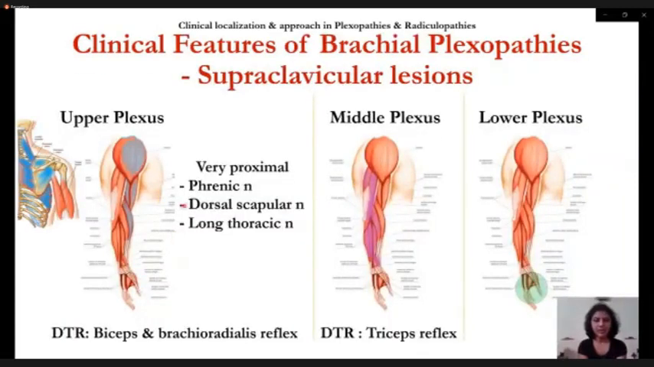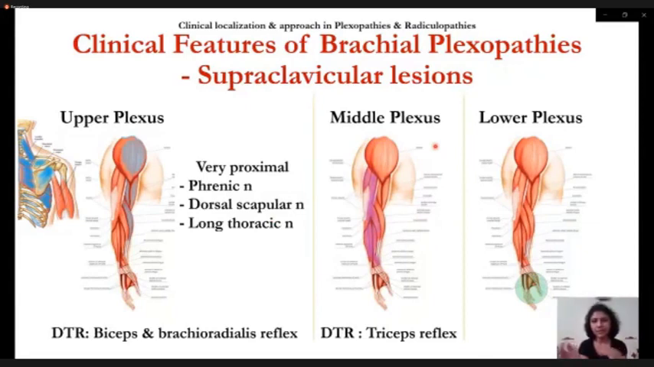So, in the case of upper plexus involvement, the weakness is seen in the muscles that are innervated by the C5 and C6 levels, that is the spinati that aid in external rotation of the arm, the deltoid that aids in abduction of the arm, and the biceps and the brachioradialis that aid in elbow flexion. Some of the muscles that are partially innervated by the upper plexus, such as the flexor carpi radialis and the pronator teres, may also be partially weak. Very proximal lesions involving the roots cause weakness of the phrenic nerve, the dorsoscapular nerve, and the long thoracic nerve.